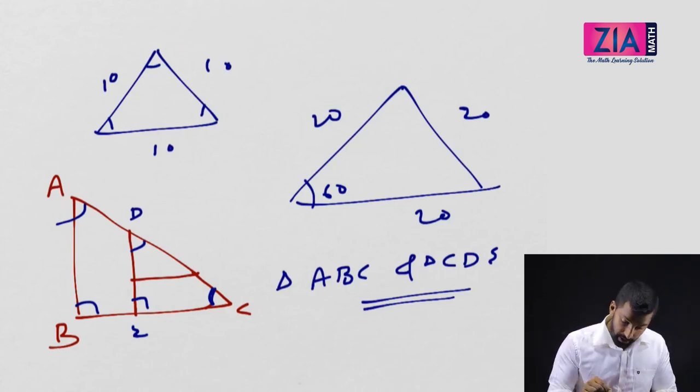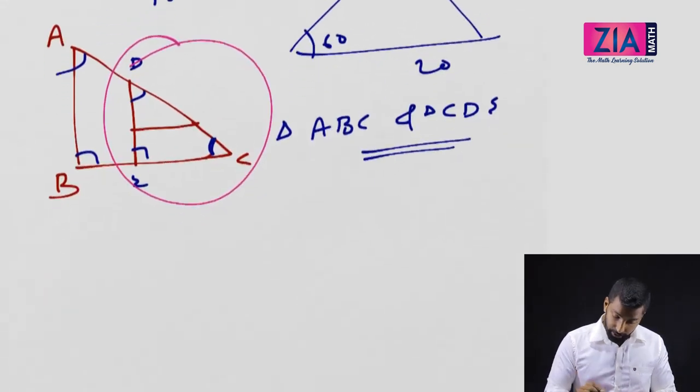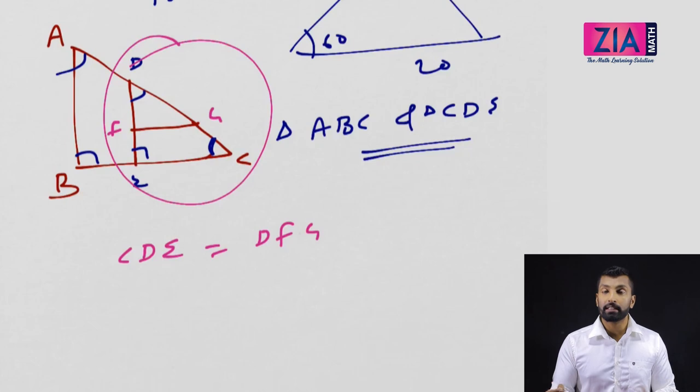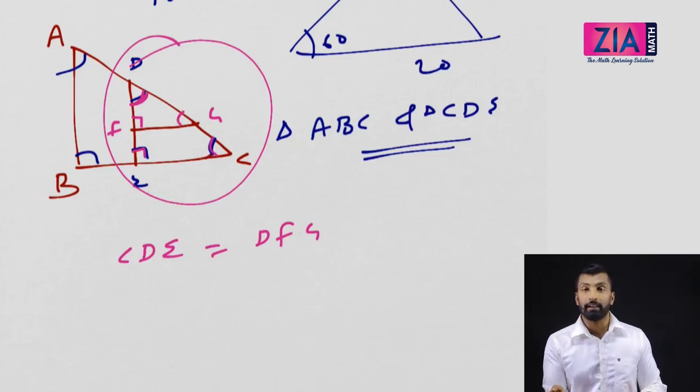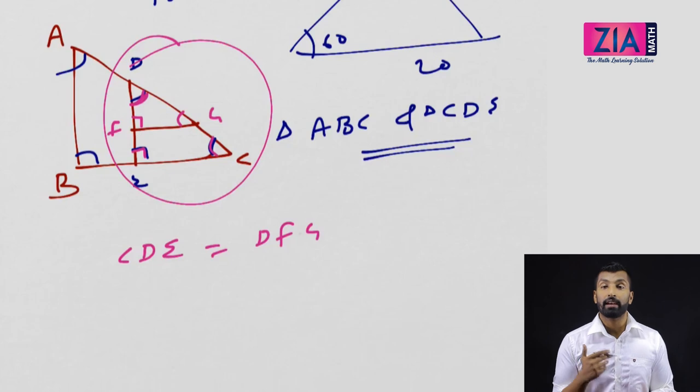In the same way, if you take CDE and DFG, okay, both are similar triangles. The reason is this is a common point, right? And this angle is the same, this angle and this angle are the same. So that's a similar triangle. Since the length is not the same, we can't call it a congruent triangle, but these are similar triangles.